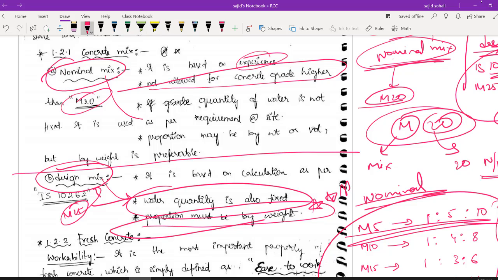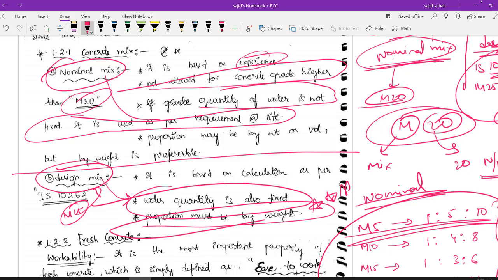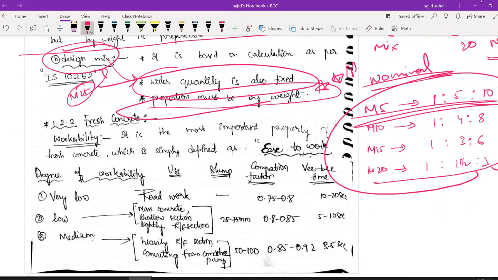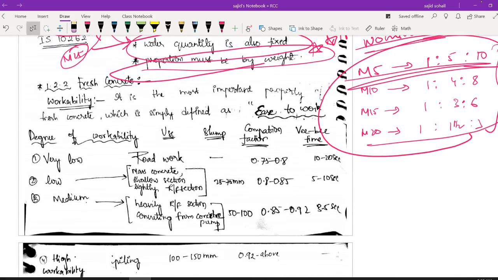And when it comes to nominal mix, the quantity of water is not fixed, it is as per requirement. Based on your experience, you can decide how much amount of water you want to add. I hope it is very clear for you. In nominal mix you can take as per volume and weight, but in your IS 10262 you have to take as per weight only. I hope it is perfect for you.